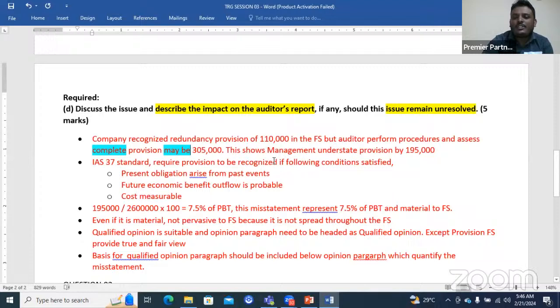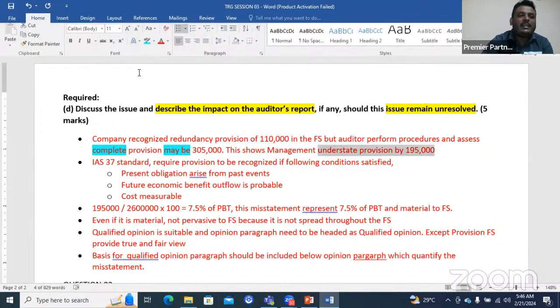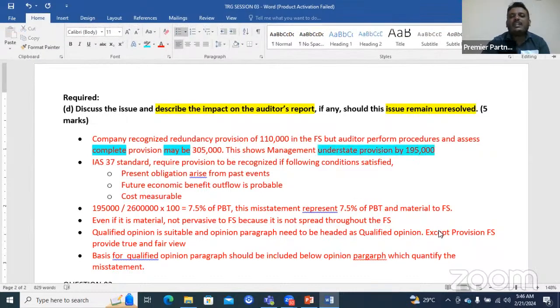305,000. This shows management understated the provision by how much? 195,000. So here the misstatement is that the provision is understated by 195,000. That is the misstatement. That is the mistake. So when we are calculating materiality, we should take what? The misstatement amount.